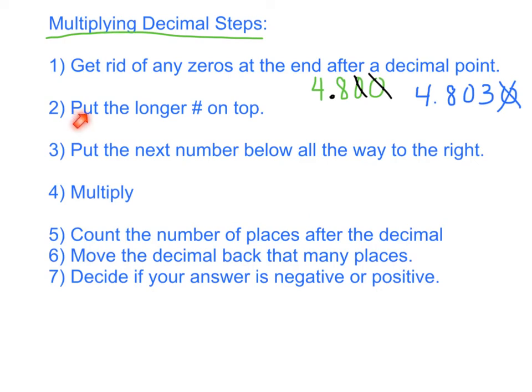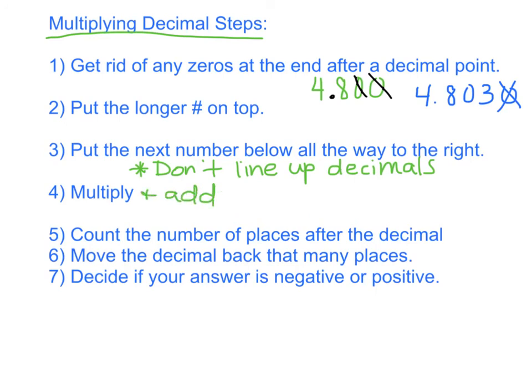Okay, second step, put the longer number on top. Remember, always pick out the longer one, and don't worry about the negative signs. Next, put the next number below it all the way to the right. Again, you don't have to line up the decimals. Fourth step, multiply, and then do your normal multiplying steps and then add. Fifth step, count the number of places after the decimals in both of your numbers. Then you need to move the decimal back that many places from your answer, and then decide if your answer is negative or positive.